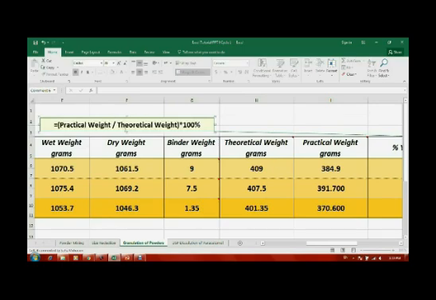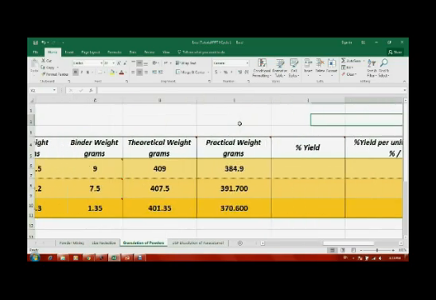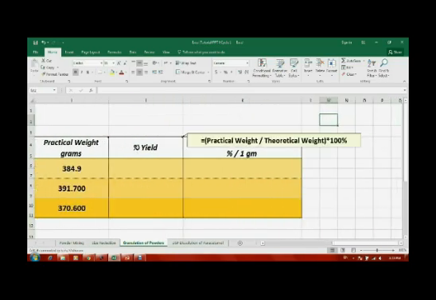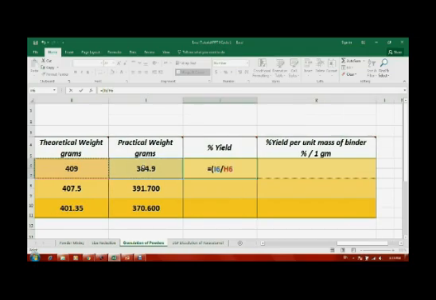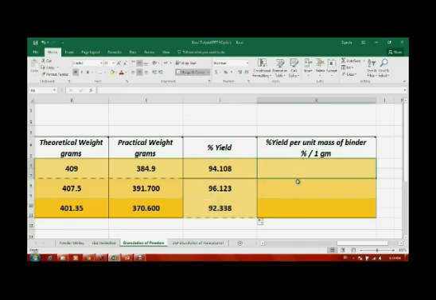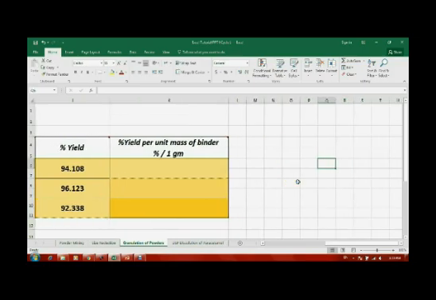And here is the percent yield. Percent yield is equal to the practical weight divided by the theoretical weight times 100%. And finally, percent yield per unit mass of the binder will be equal to the percent yield divided by the binder weight in grams. Again, keep in mind that the unit mass of the binder we are using is 1 gram.